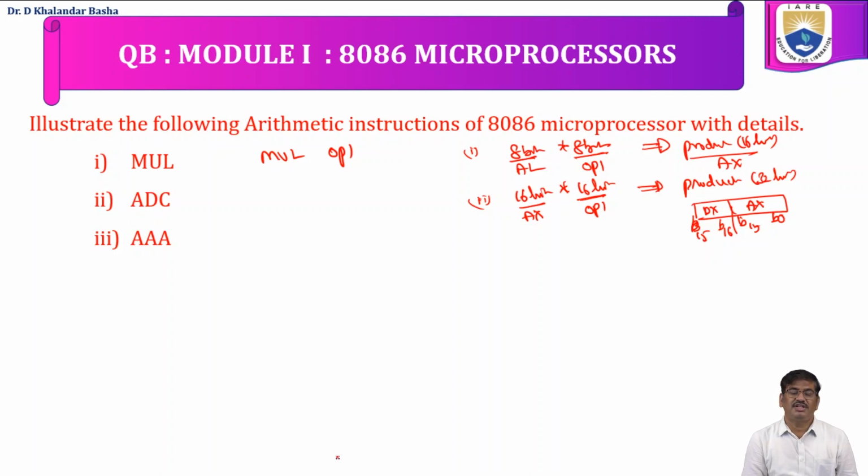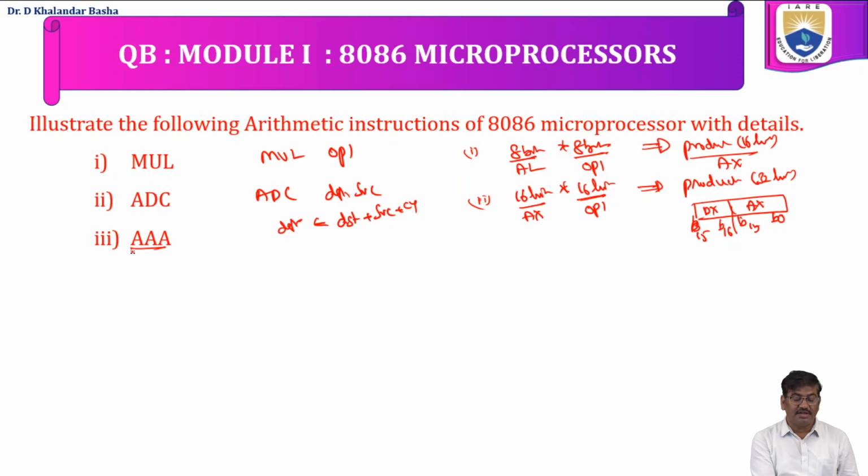The next instruction is ADC, which is for add along with carry. The syntax of the instruction is ADC destination comma source. This instruction will add the contents of the destination with the source along with the carry flag, and the result we can have in the destination.